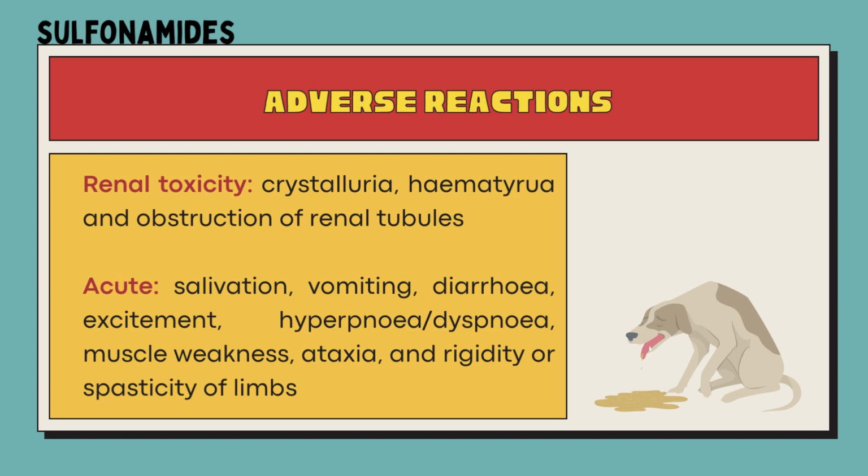Meanwhile, acute reactions in sulfonamide toxicity are rare but occur when administered at high doses, particularly by intravascular route in dog, cat, calves, and swine. The acute toxicity signs include salivation, vomiting, diarrhea, excitement, hyperpnea, dyspnea, muscle weakness, ataxia, and rigidity or spasticity of limbs.